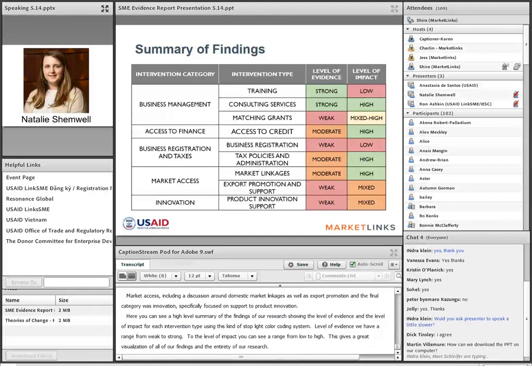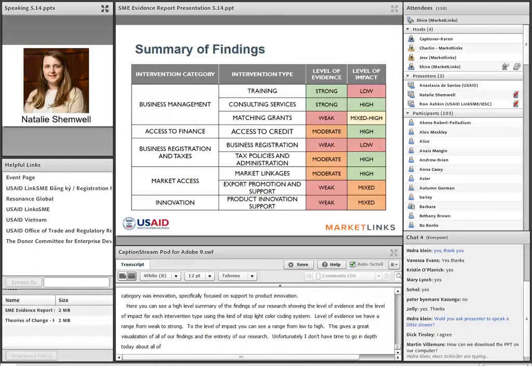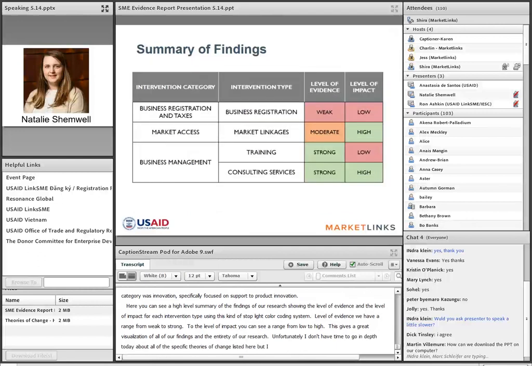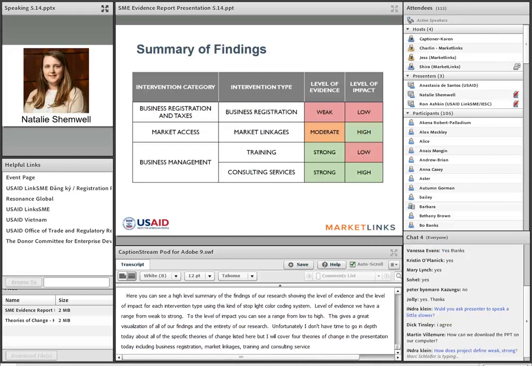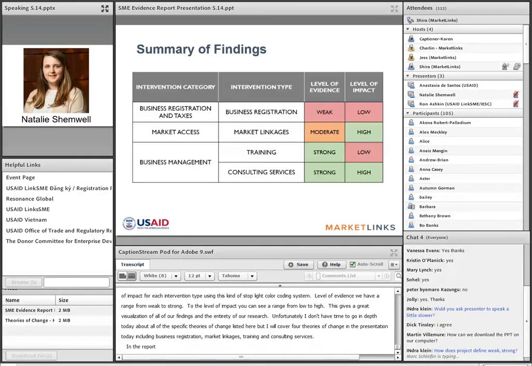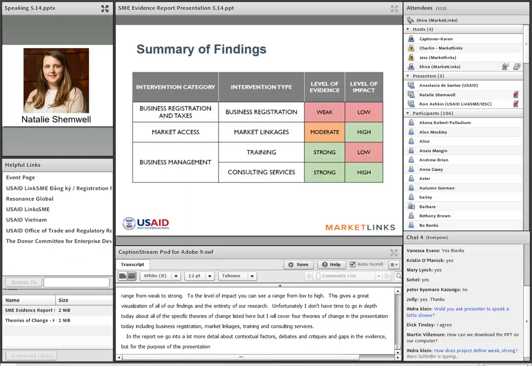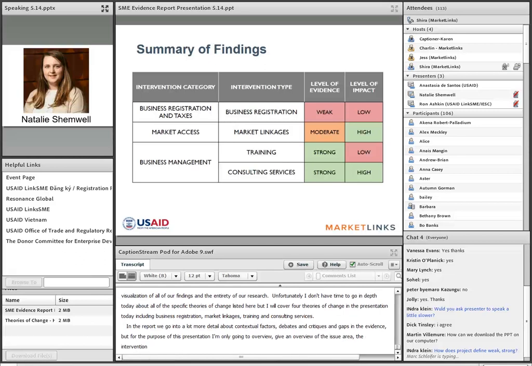Unfortunately, I don't have time to go in depth today about all of the specific theories of change listed here, but I will cover four theories of change in the presentation today, including business registration, market linkages, training, and consulting services. In the report, we go into a lot more detail about contextual factors, debates and critiques, and gaps in the evidence. But for the purpose of this presentation, I'm only going to give an overview of the issue area, the intervention results, and then recommendations for each of these four theories of change.